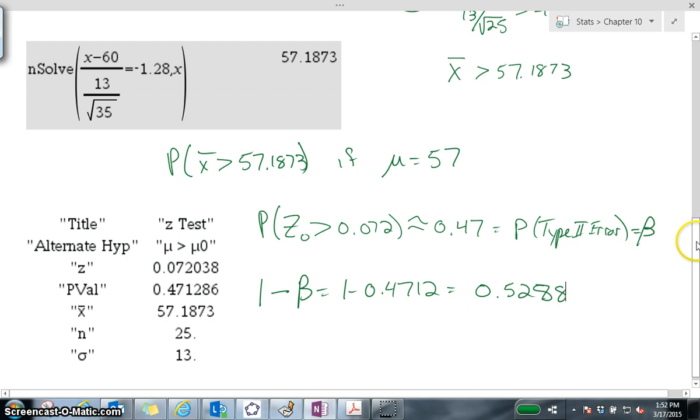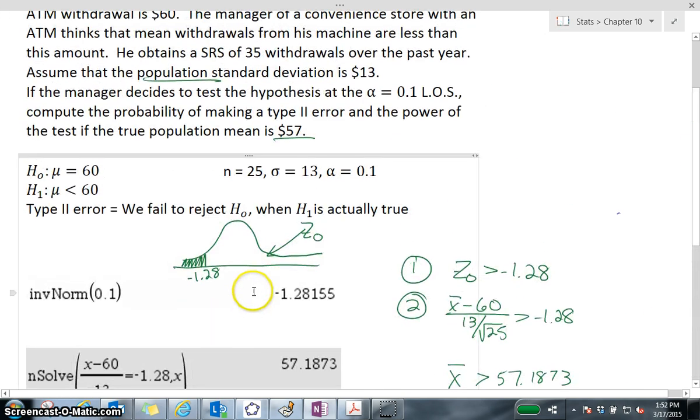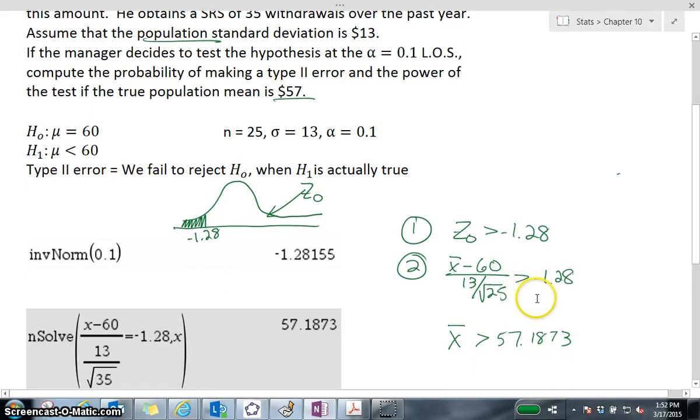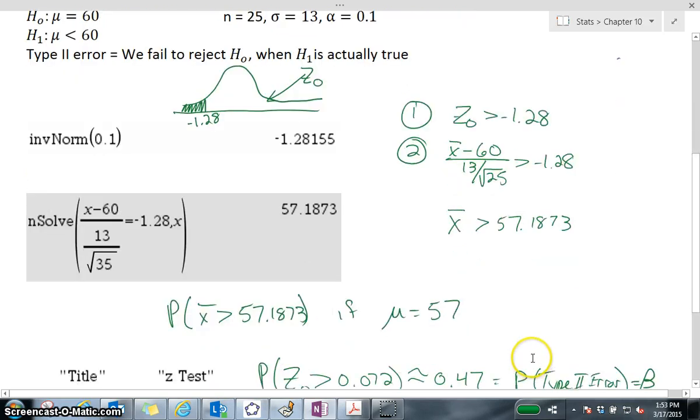Again, a recap. We failed to reject, so it's in this white area, which should have been in the shaded, but it wasn't. So we find our cutoff value, negative 1.28. Second step, we find the X bar that goes with that. We work backwards. You can use the Inspire to kind of cheat and solve the equation. Get our X bar, had to be greater than 57.1873.